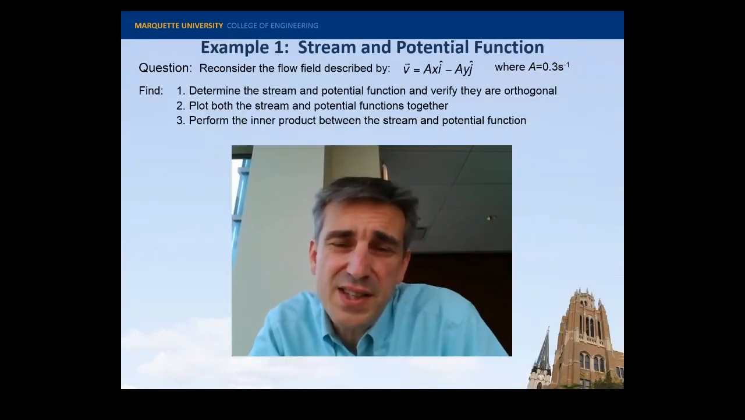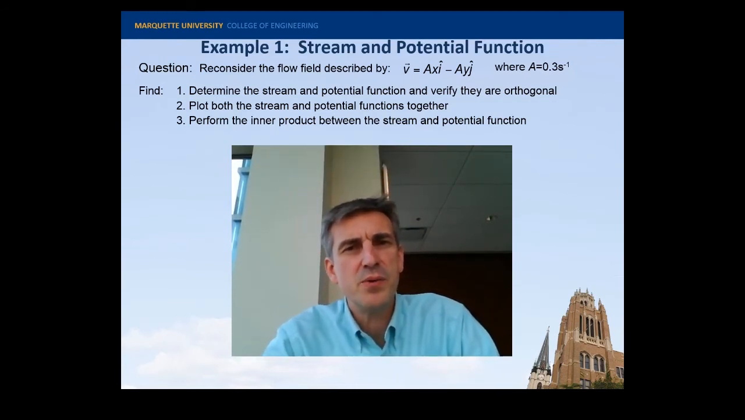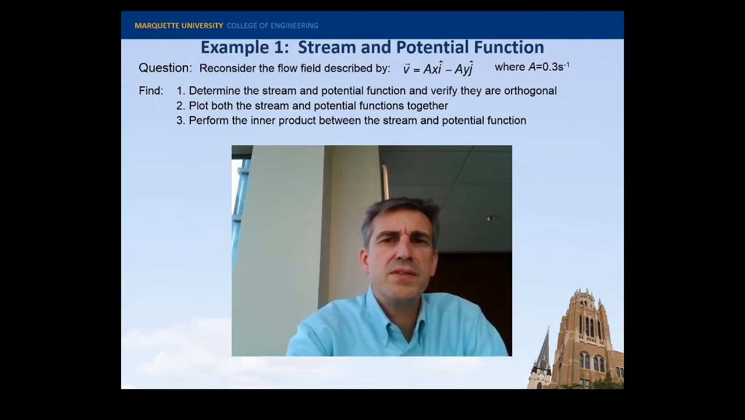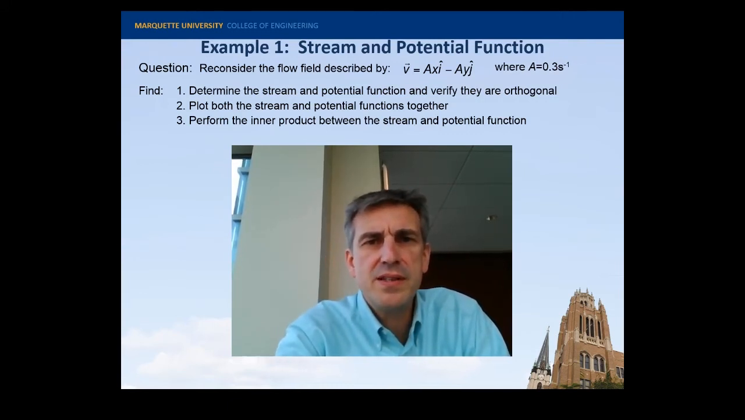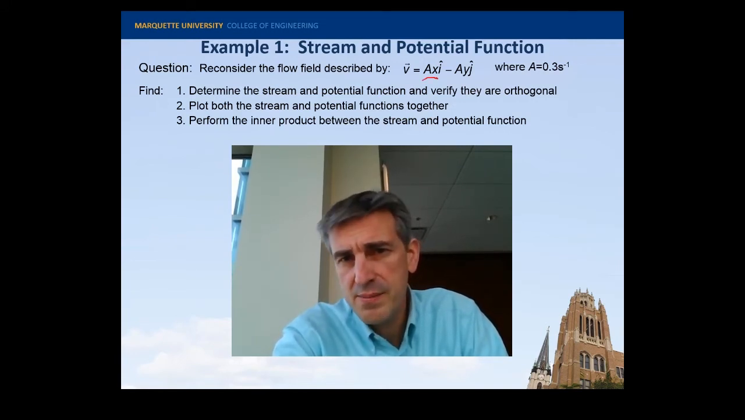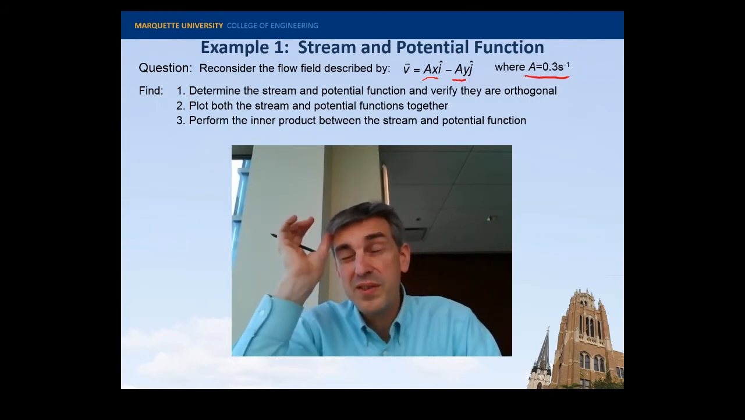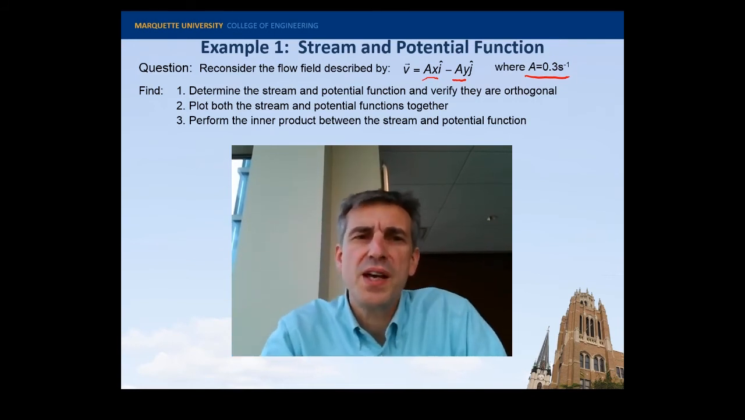All right, let's do an example. Let's go back to this example that we've looked at a couple of times, namely flow around a corner. I've defined it again here for you: the velocity vector is equal to a, some constant, times x in the i direction. So this is the scalar velocity u, minus a times y in the j direction. So this is the scalar velocity v, where a is equal to 0.3 reciprocal seconds.